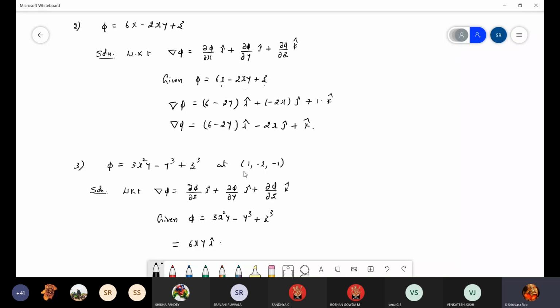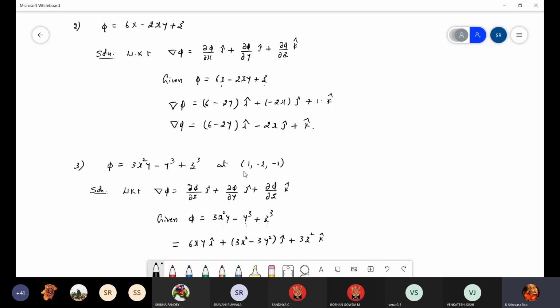Now, with respect to y, I will write plus only. With respect to y, first term y differentiation is 1. You will get 3x square minus second term y cube differentiation is 3y square and third term 0. So this is into j cap. Plus with respect to z, first term 0, second term 0, third term z cube differentiation is 3z square. So you have to differentiate all terms, into k cap.